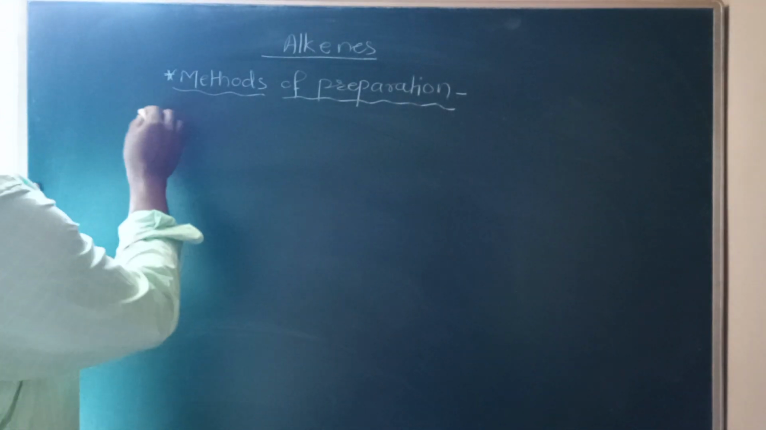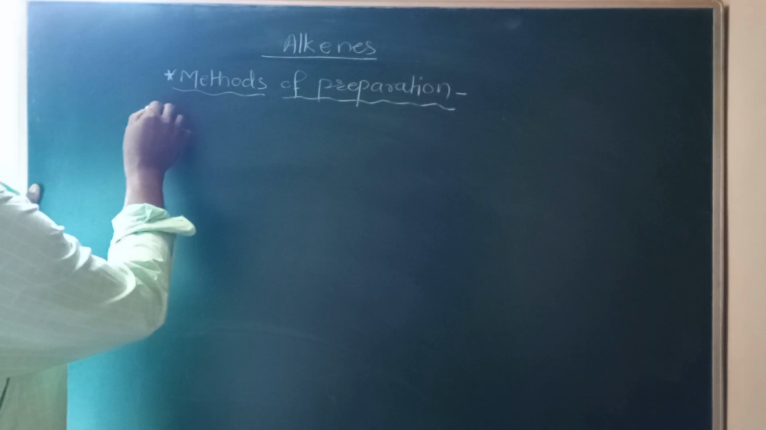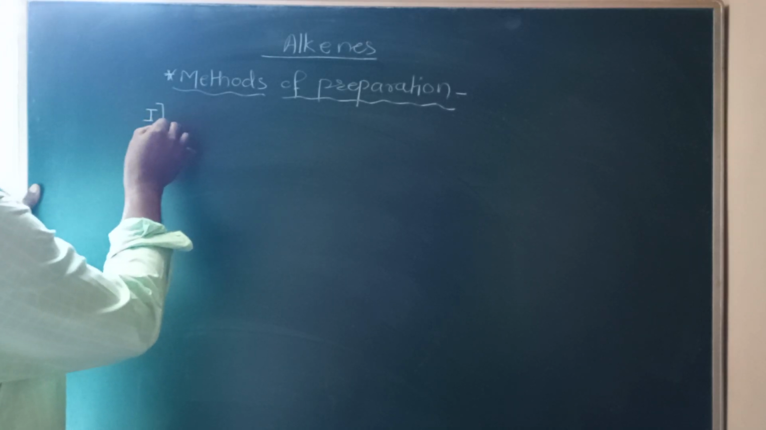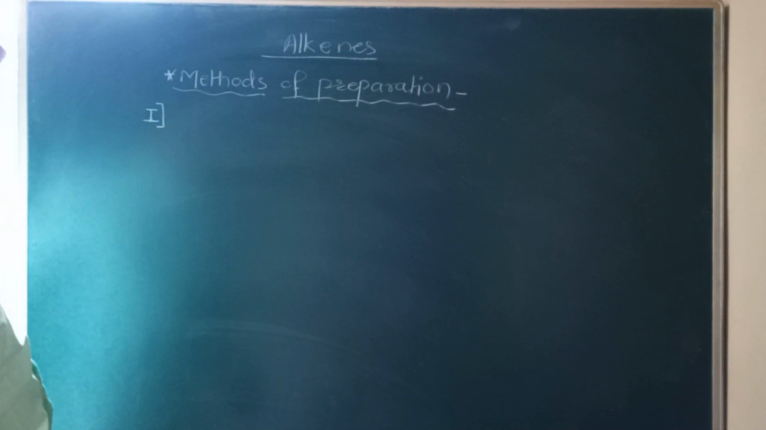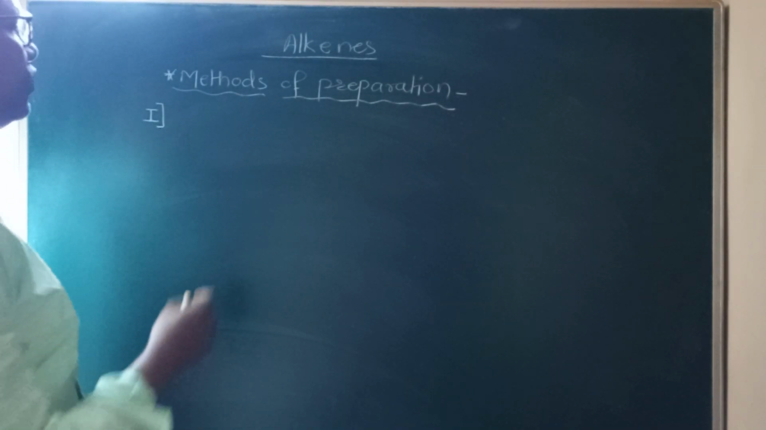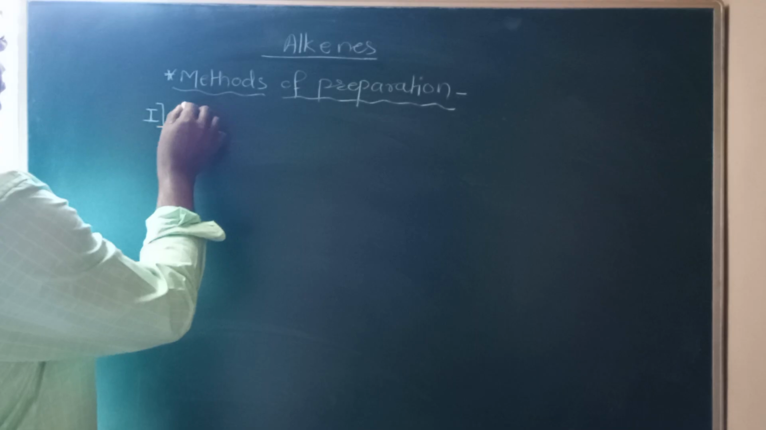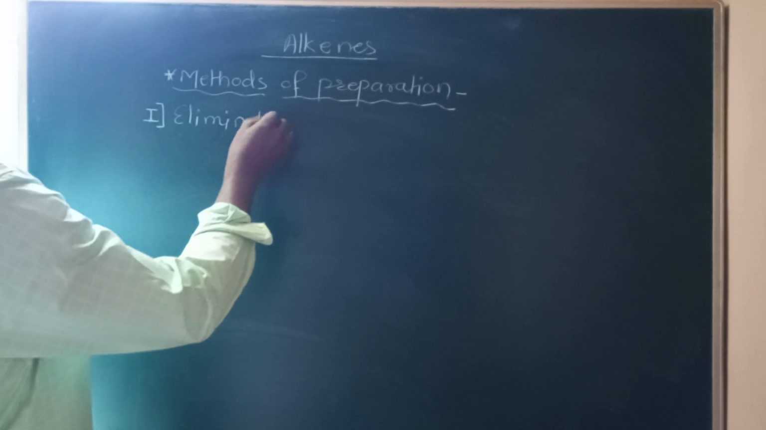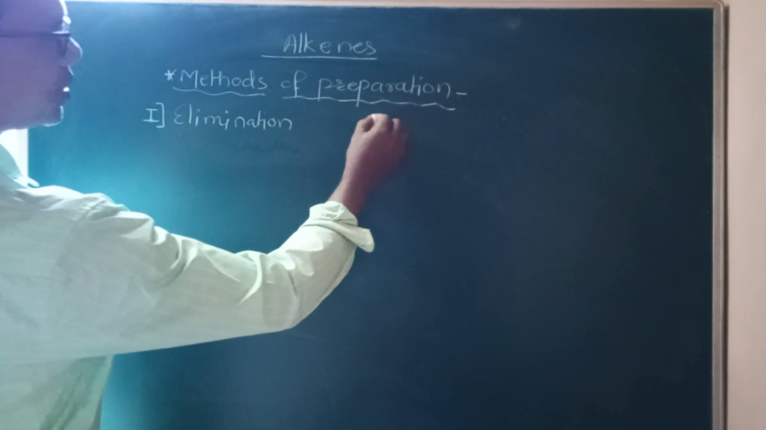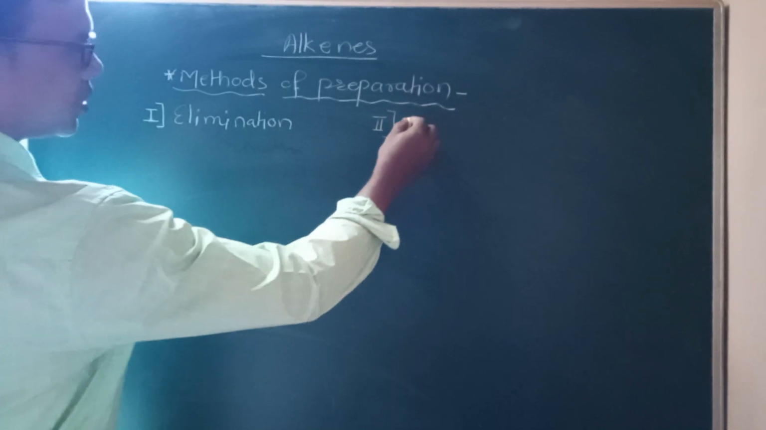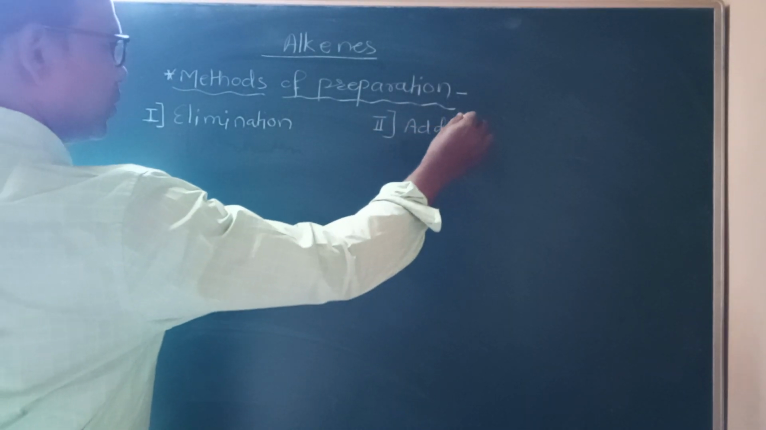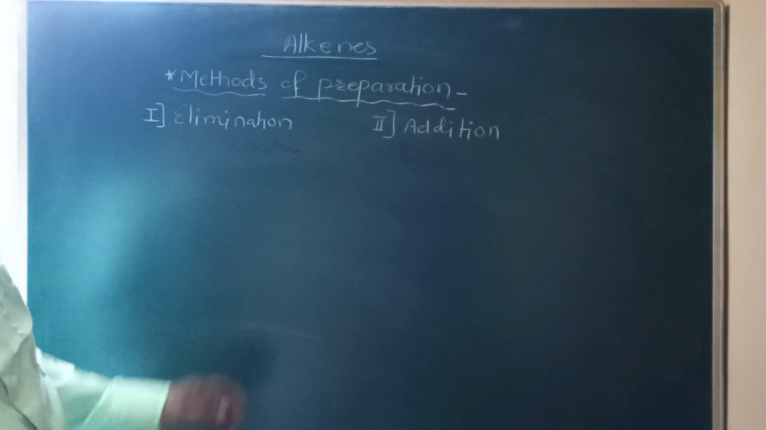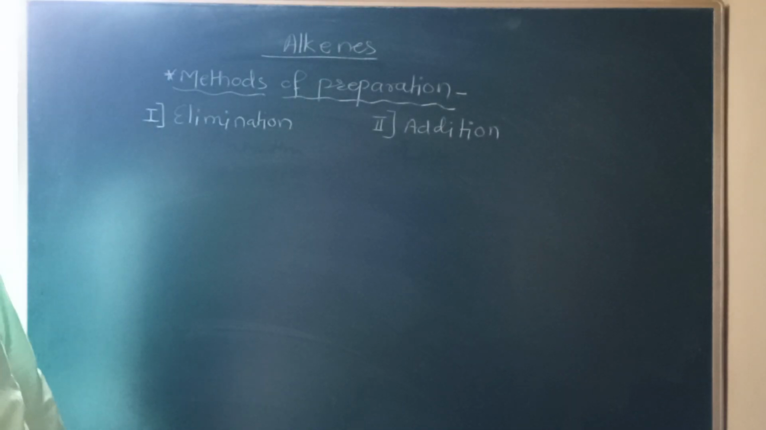Okay, so alkenes, they're mainly prepared by two reactions, of which the first one is known as elimination reaction, and the second one is addition reaction. So by these two reactions, we can make alkenes. First one is elimination, and the second one is addition reaction.